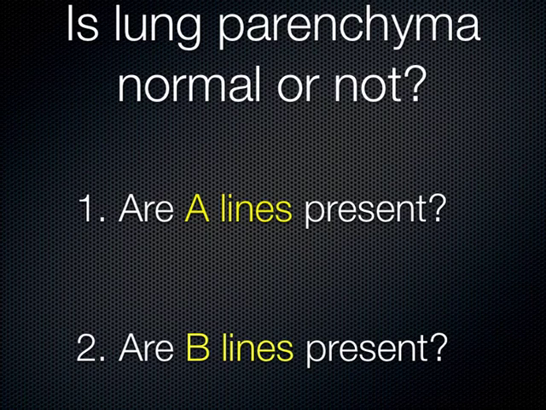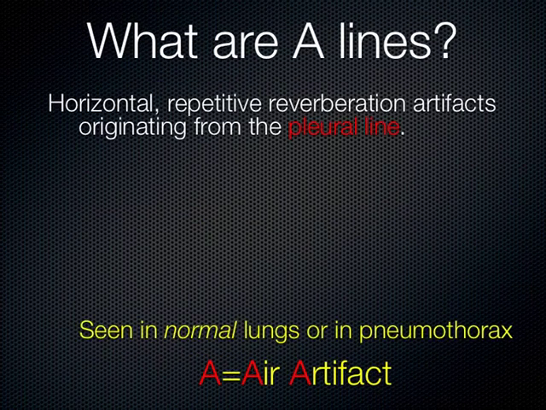A lines are horizontal artifacts. They're repetitive, they're from reverberation due to ultrasound waves that have gotten trapped at the pleural line. So anytime you have two substances or tissues next to each other that have a really different acoustic impedance, for instance, the pleural line and air right next to it, that sets up a reverberation at that interface.